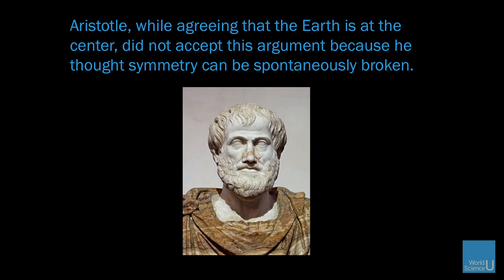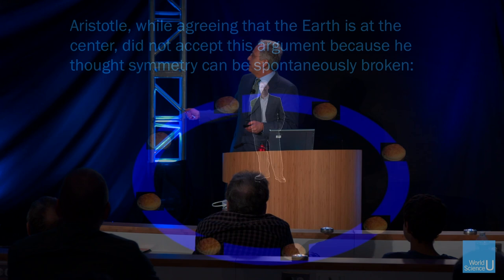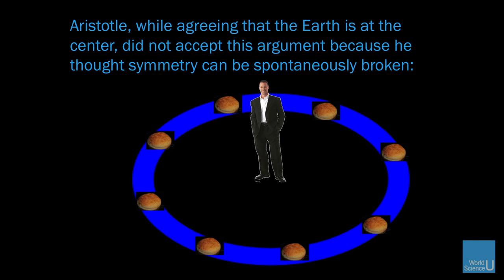But actually, they were really smart. In fact, Aristotle disagreed with this reasoning, and he said, yes, of course, Earth is at the center, but this does not necessarily mean that because of symmetry, it cannot go anywhere, because symmetry can be broken spontaneously. And he illustrated this by a very simple idea. He said, well, suppose you have a circle, and you have somebody at the center of the circle, symmetric like Earth or whatever, and you distribute food equally along that circle. Now, he said, are you going to tell me that the guy is not going to move to the circle to get food after a while, and is going to starve to death?